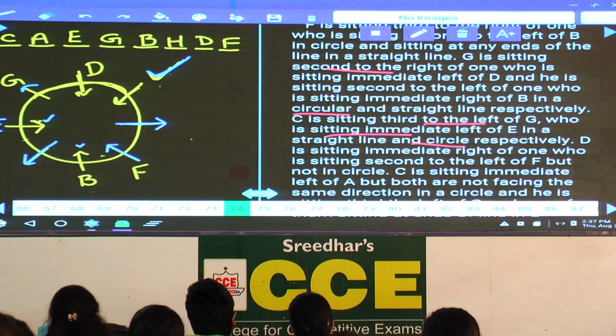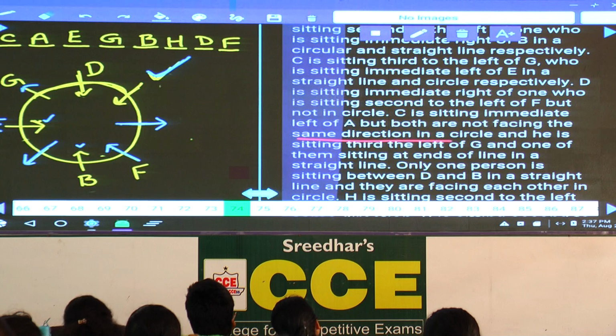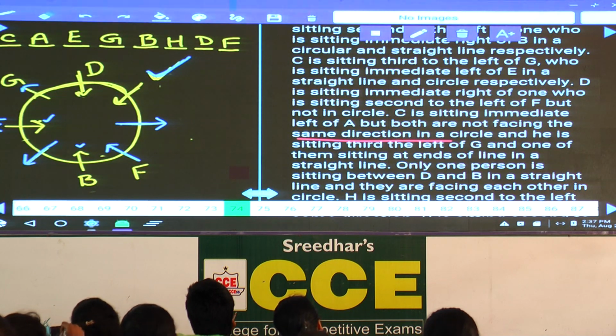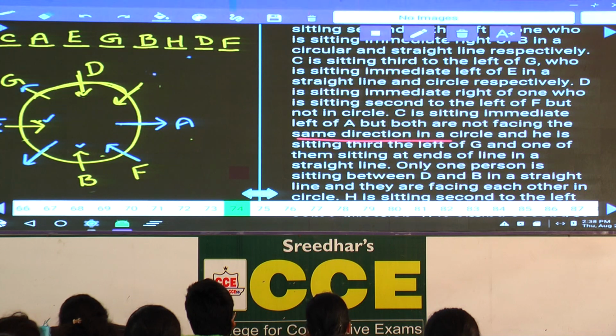And two more persons. Who are the remaining two? A and C. C is sitting to the immediate left of A, and both are not facing the same direction in a circle. Do we require this information? Now A and C are adjacent to each other. Then tell me, C is seated to the immediate left of A. If A is here, what should be the position of C? If A is here, C will be here. Then C is to the immediate left of A. Or if A is here, then C will be here. Then also C is to the immediate left of A.